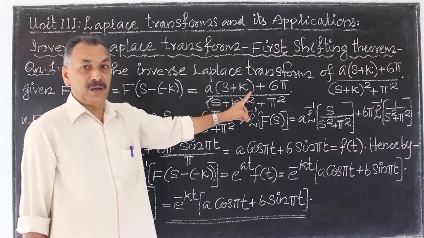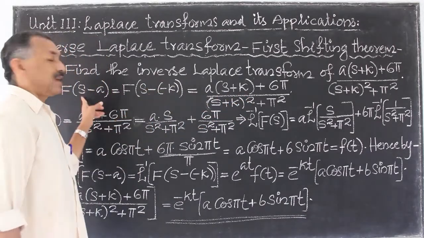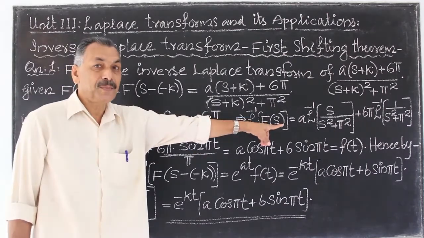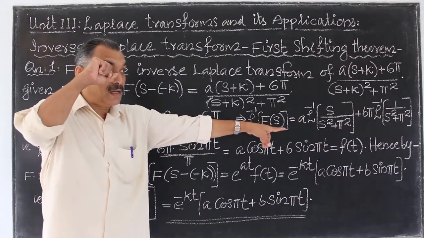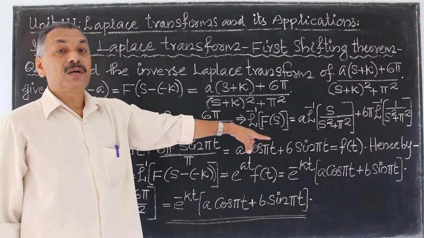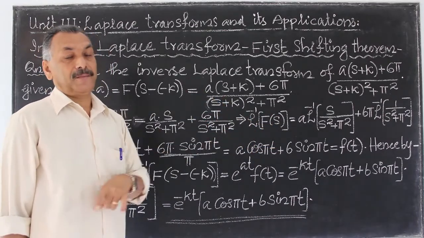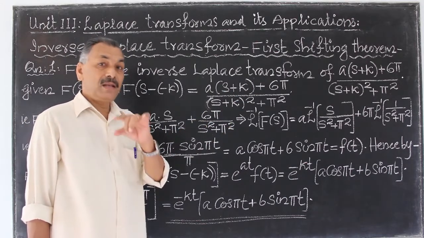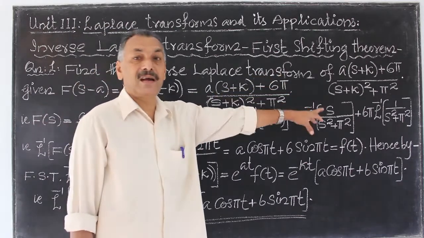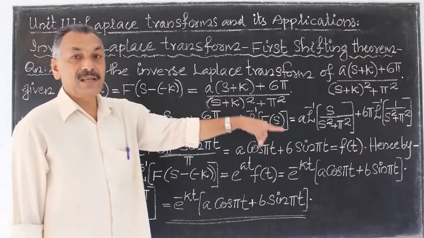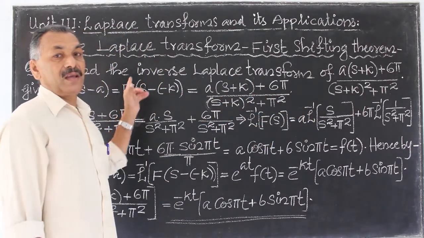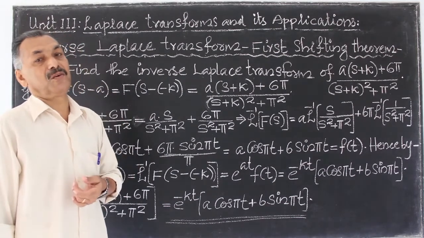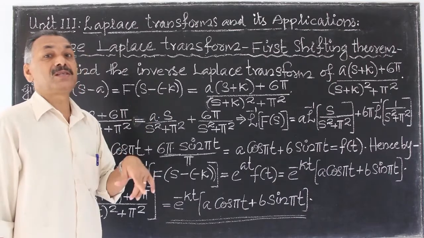This problem we will do. This s+k is f(s+a). By the first shifting theorem, L inverse of f(s−a) is equal to e^(at) into f(t). But for s+a, it is e^(−at) into f(t). Now, the next problem is s+k, f(s+a). L inverse of f(s−a) is equal to e^(at) into f(t), and L inverse of f(s+a) is equal to e^(−at) into f(t).